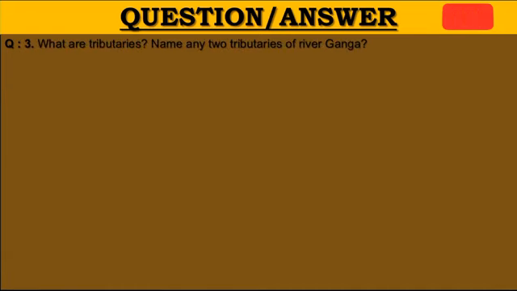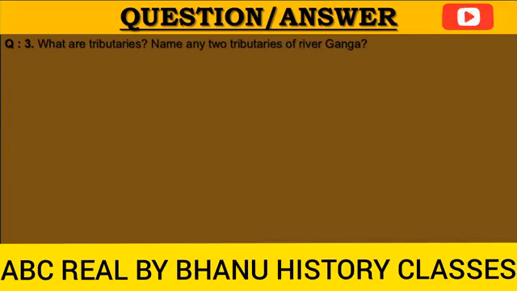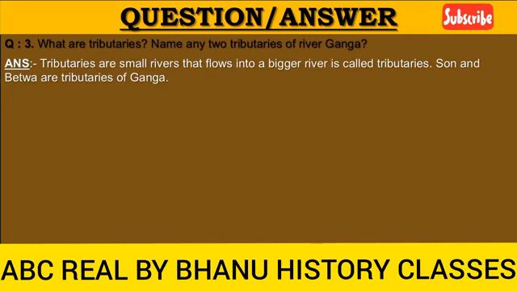Question number 3: What are tributaries? Name any two tributaries of River Ganga. Answer of this question is: small rivers that flow into a bigger river are called tributaries. Sone and Betwa are tributaries of Ganga.